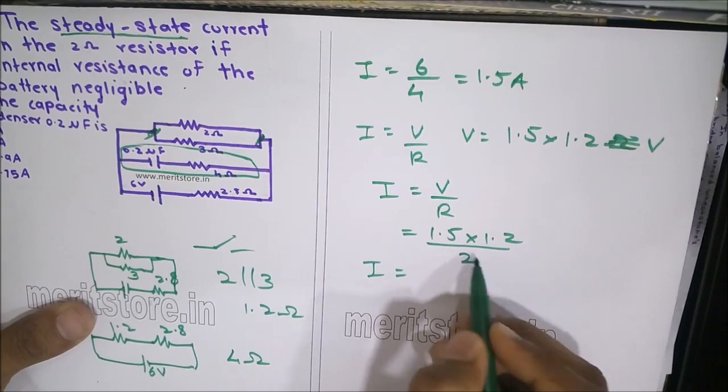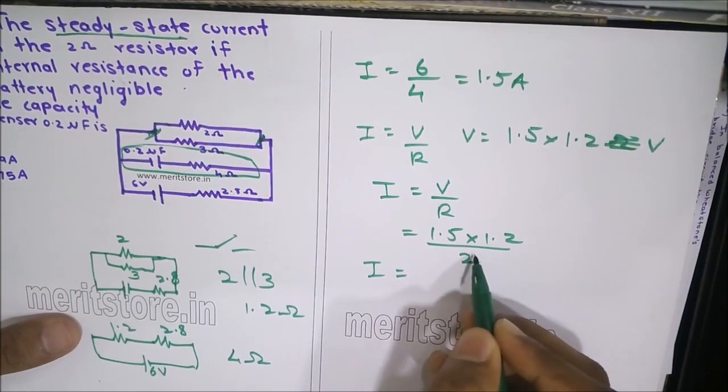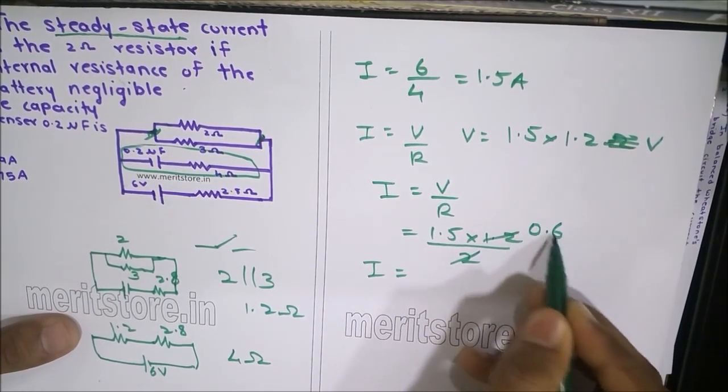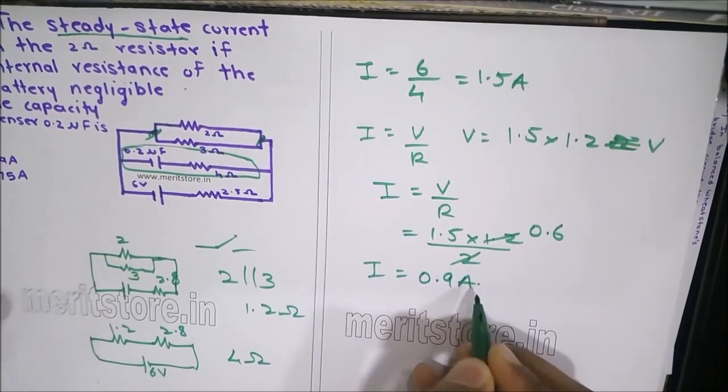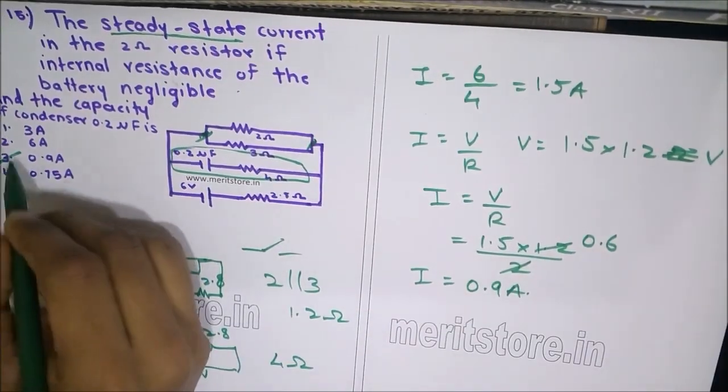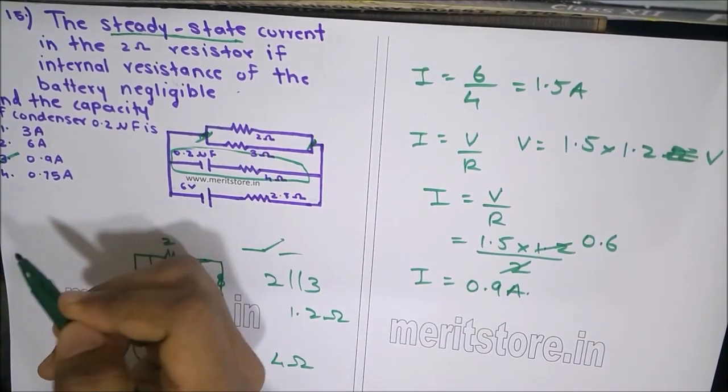So I over here becomes 0.6, and 0.6 into 1.5 is 0.9 amperes. Therefore, option number 3 is the correct answer, 0.9 amperes.